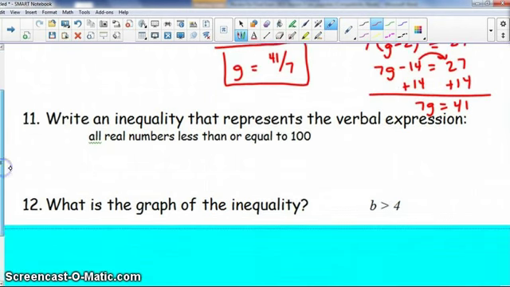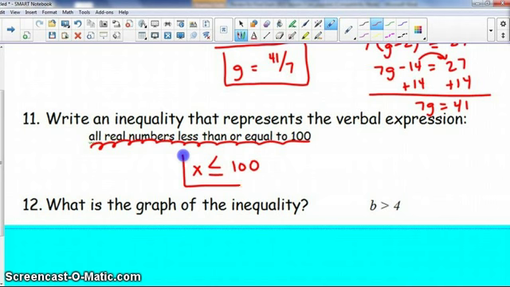Number 11 says, write an inequality that represents the verbal expression. All real numbers less than or equal to 100. Well, less than is the one that makes the L shape, or the one, if you hold your hands up, it's on the left side, and equal to means that line underneath it. So to write all real numbers, we don't know what that is, so we just define a variable. X is less than or equal to 100. Of course, if it were greater than or equal to, you would have the other inequality symbol.